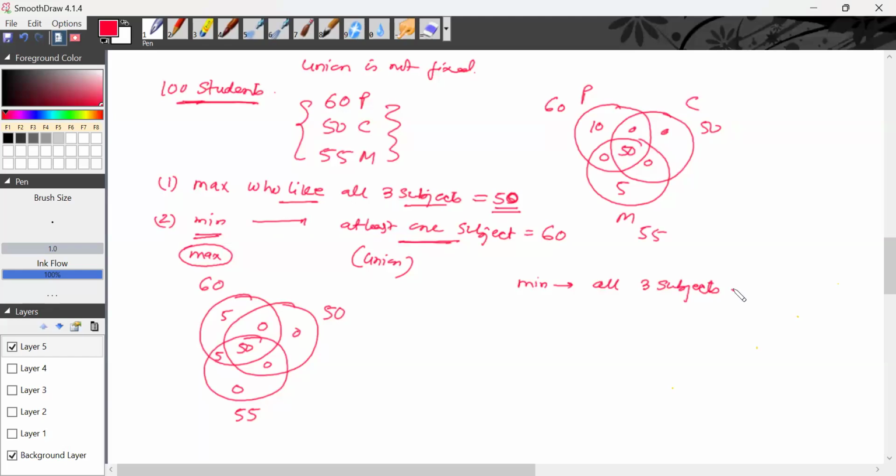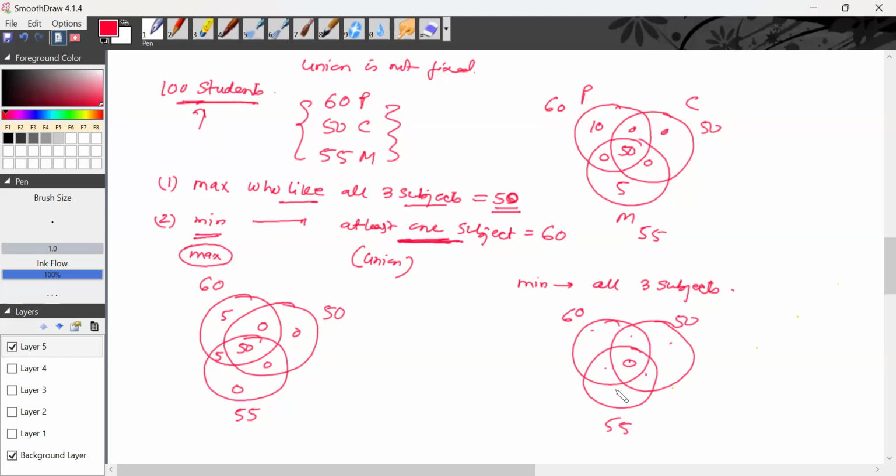All three subjects. Can we make it 0? Can we make it 0? We should try. That's our approach. Whenever you are asked about the minimum of something, specifically about the intersection portion, we should try to make it 0. Let me try it. This is 60, this is 50, this is 55. Let me make it 0. One thing is sure that I cannot exceed at least 1 to be 100. इसको और exceed नहीं कर सकता. ठीक है? So I need some values here, etc. ऐसा कुछ करना पड़ेगा अपने को.